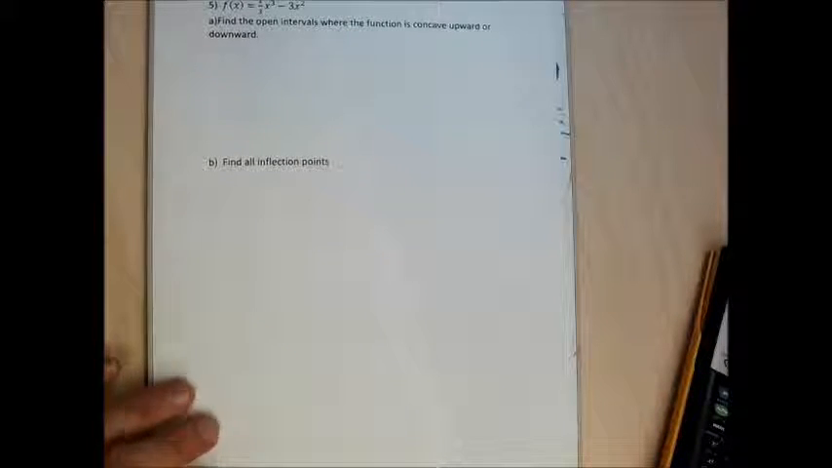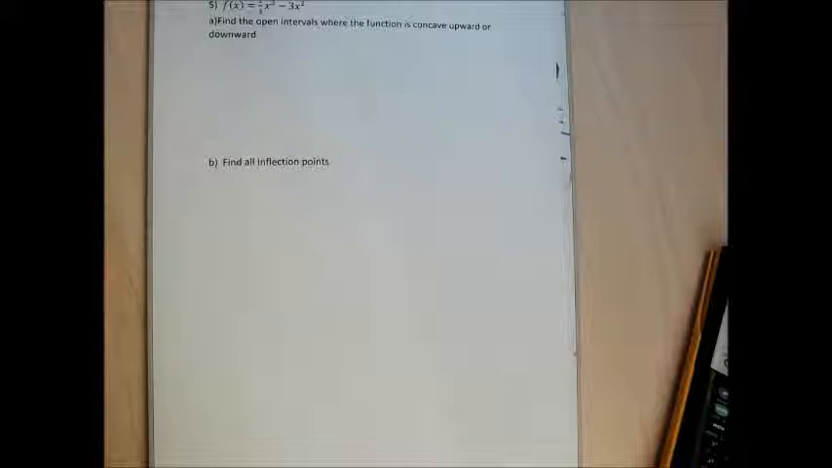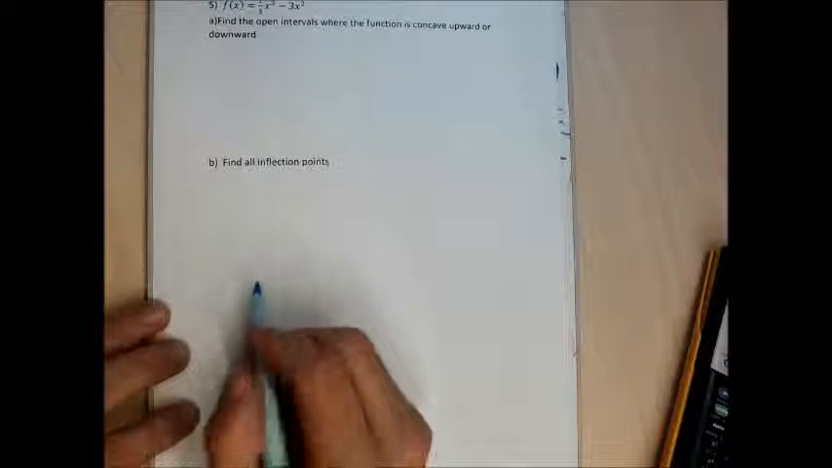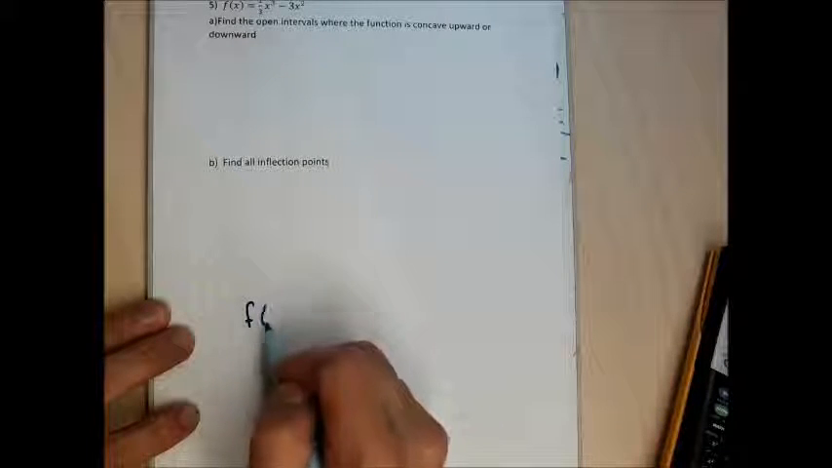So question 5 is the last part on this review. It asks me to find the intervals where the graph is concave up, concave down, and wants me to find the inflection points. To do this, I need to get the second derivative, because where the second derivative is equal to 0 is going to be important.